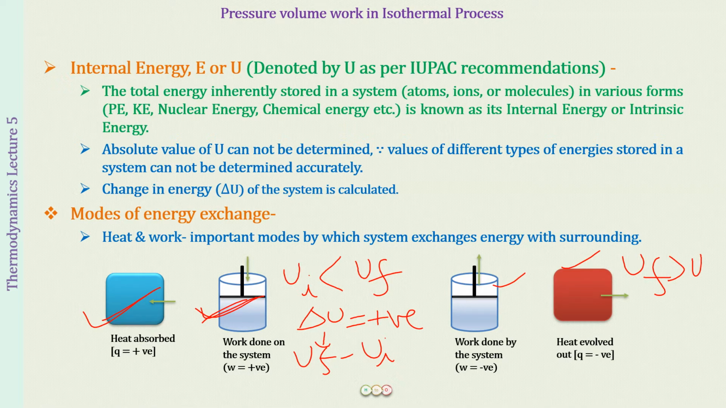Uf is going to be less than Ui, because the energy is leaving the system in the form of work or in the form of heat. So what we can say is delta U in this case is going to be negative. I will be talking again about all these sign conventions for internal energy when we discuss, very importantly, the first law of thermodynamics, but that is going to be after some time. So I just wanted you to have this clear concept over here as well.